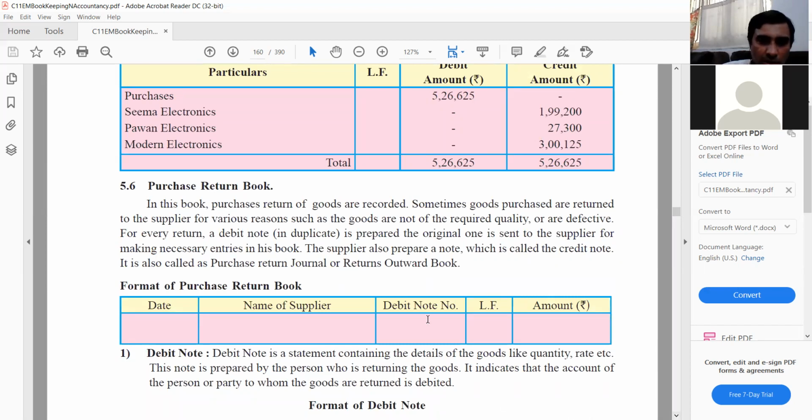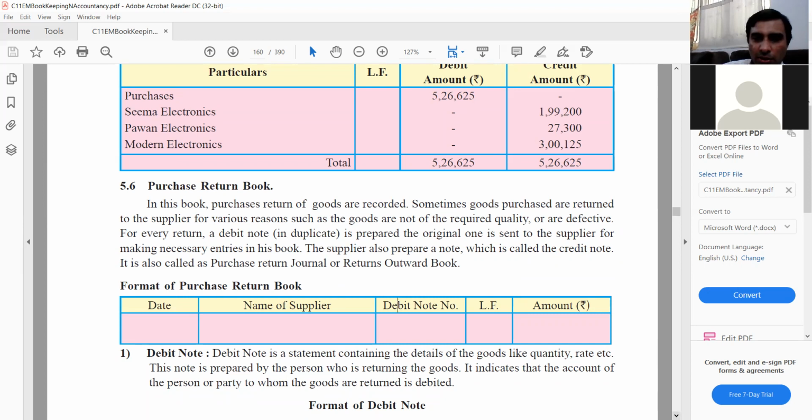Okay. So the columns over here are date, supplier, debit note number, ledger folio and amount. So just this nomenclature here changes. Debit note number. Debit note means that you are supposed to debit the account of this supplier. So you make a debit note. It is like a voucher. So on the debit note, the format is there.